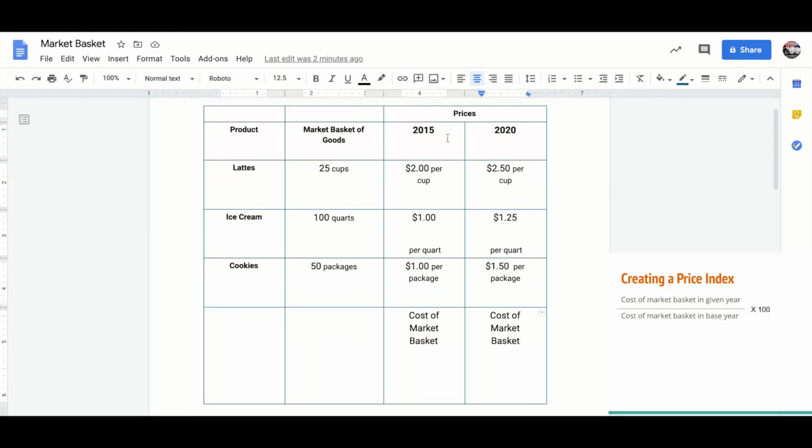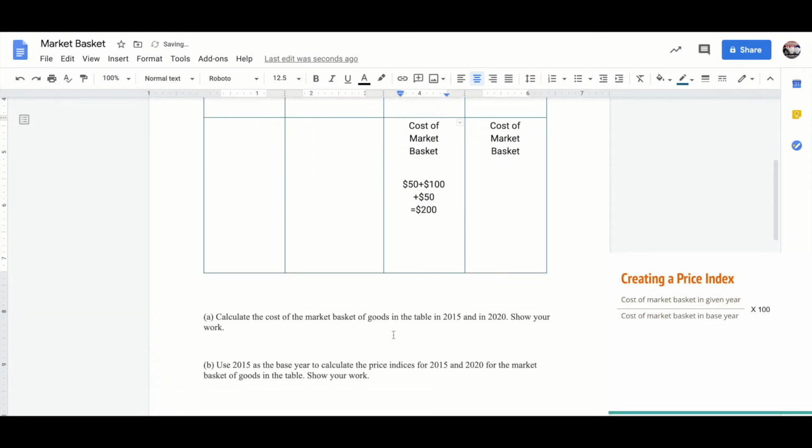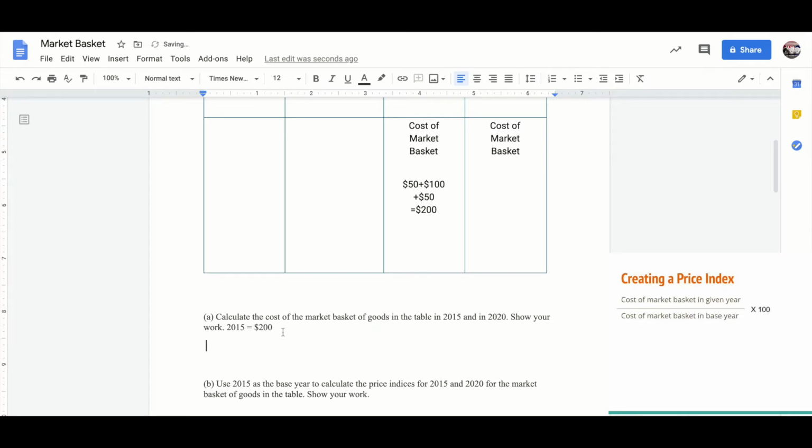Okay, so the cost of a market basket in 2015. We have 25 cups of coffee and they're $2 each. So that costs 50 bucks, right? 25 times 2 is 50. So the cost of market basket is going to be $50, plus we had 100 quarts of ice cream and they cost $1 each. So that's $100. And then we're going to add to that 50 packs of cookies, $1 each. That is $50. And the cost of a market basket for 2015 equals $200.